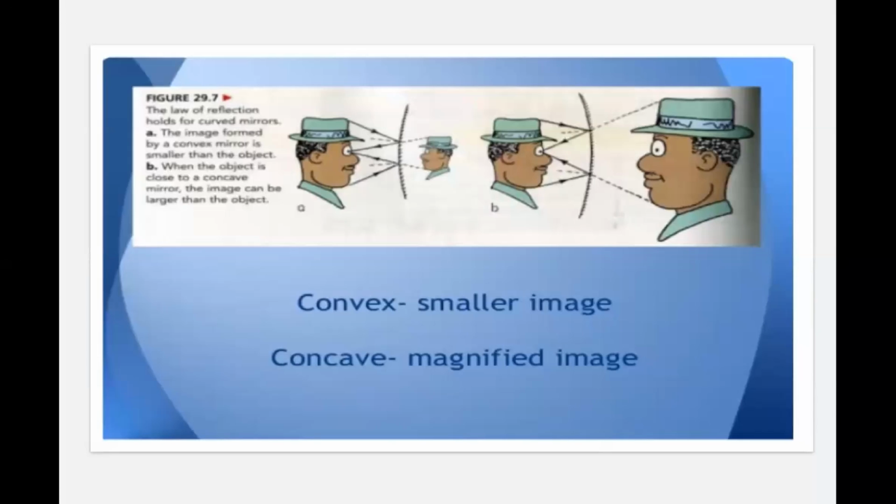Now you can see a picture over here showing how a convex mirror and a concave mirror would produce the image. If you carefully look at this picture, this is going to be the convex mirror. Now what happens is the convex mirror is producing a smaller image. At the same time, if you look at this, the concave mirror produces a magnified image.